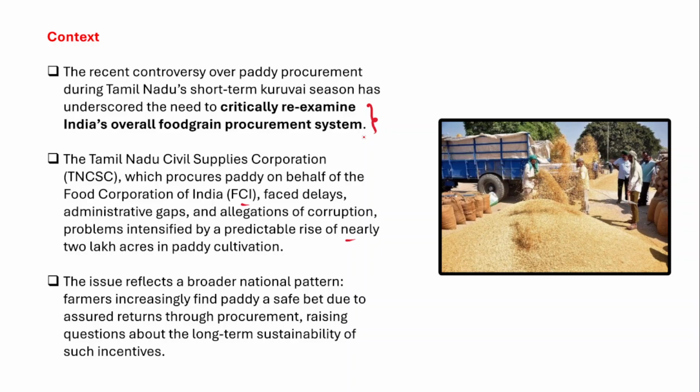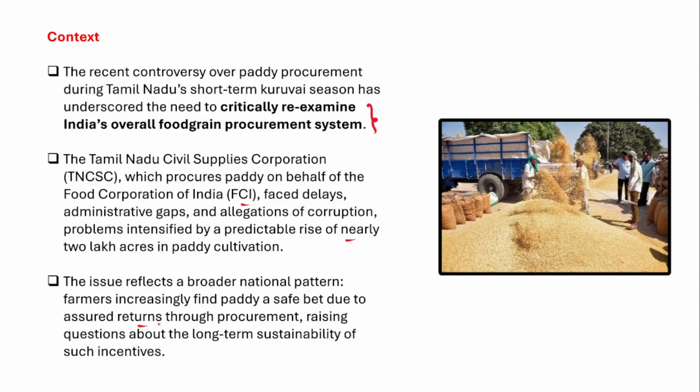However, this issue which has erupted in the state of Tamil Nadu actually reflects a broader national pattern. This issue is not just limited to Tamil Nadu, rather it reflects a broader national pattern. Now, in fact, farmers increasingly find paddy a safe bet because the government has been providing minimum support prices for the farmers for procuring paddy. Right? So, in fact, farmers are also getting assured returns through procurement.